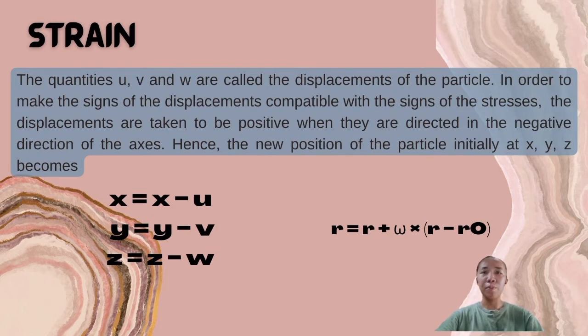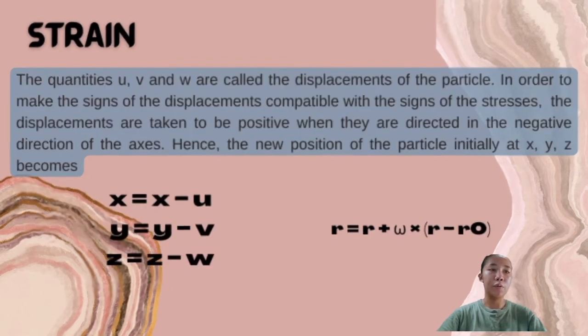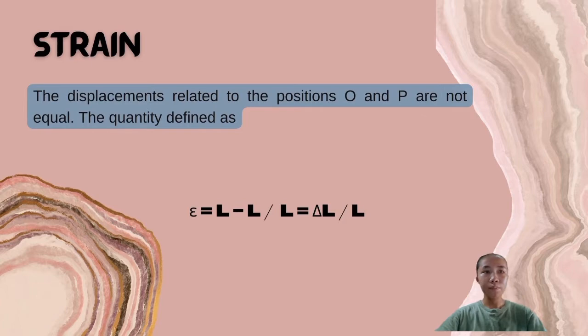So the new position of the particle becomes r equals r plus w cross (r minus r0). So the displacements related to the positions O and P are not equal. The quantity defined as e means elongation. So, elongation equals (L' minus L) over L, equals delta L over L. So, it is called elongation, corresponding to the point O and the direction OP.